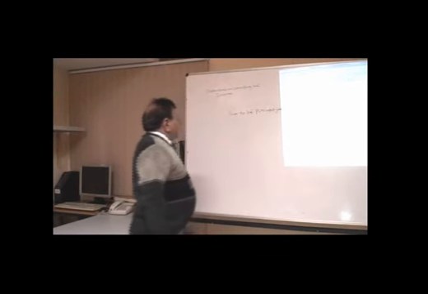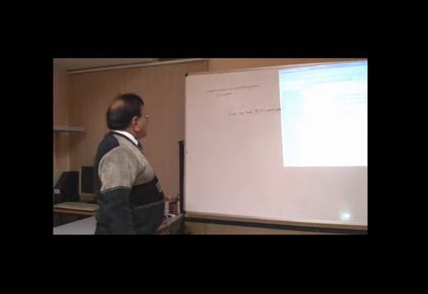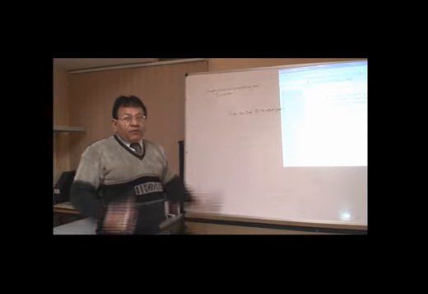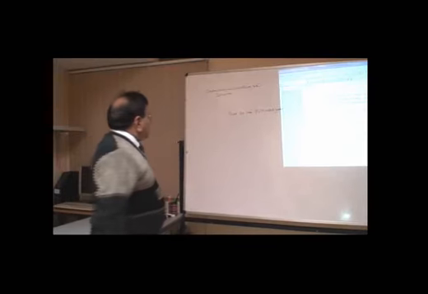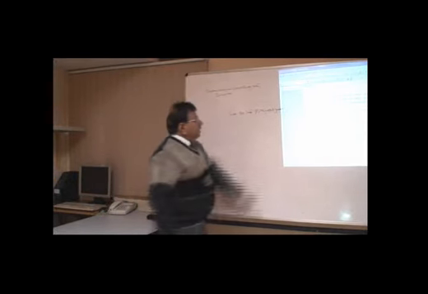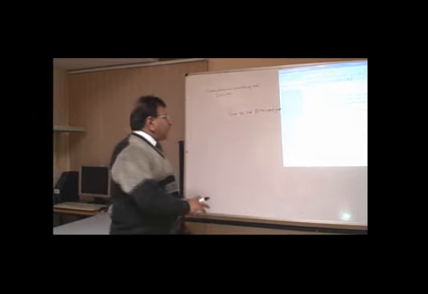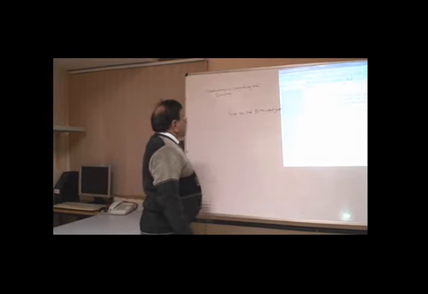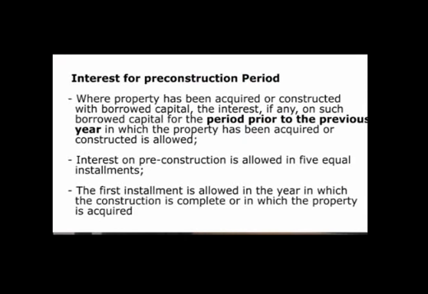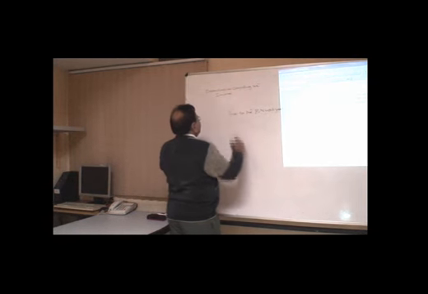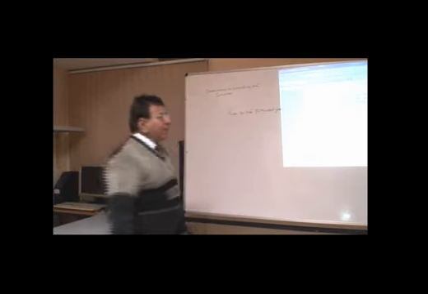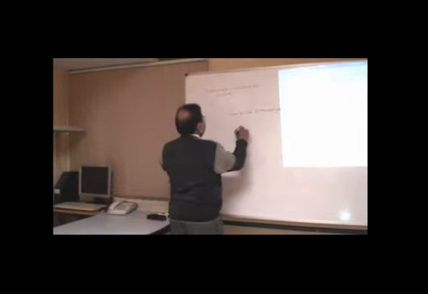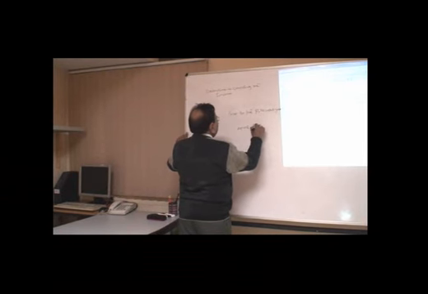Which means the interest for pre-construction is allowed for a particular period, a horizon prior to the previous year in which the property has been acquired or the construction of which has been completed. We'll just try to learn it by an example.